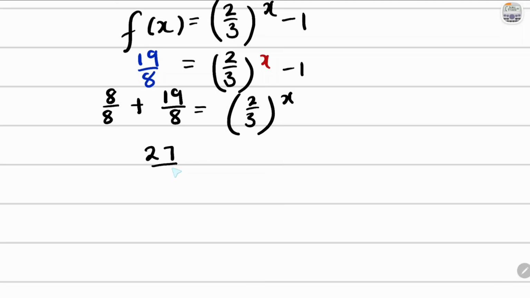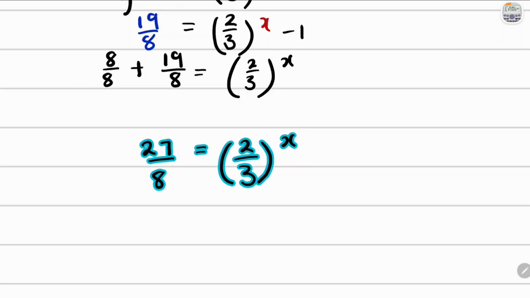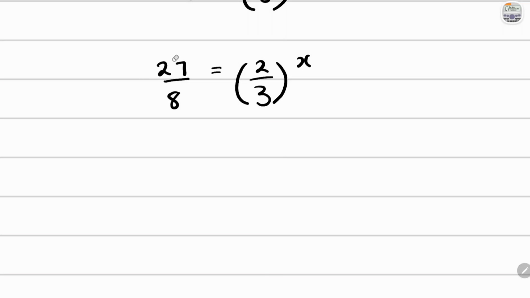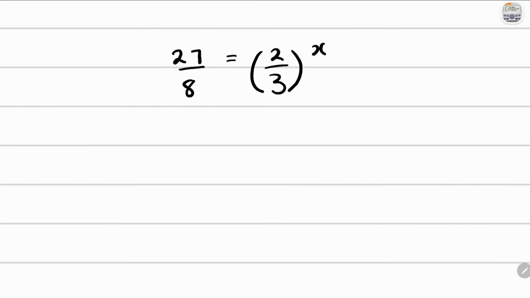So we have 27 over 8 is equal to (2 over 3) to the power of x. Okay, so this is something we can solve. It looked like we could actually just make the bases the same, but I can see that we can't. If the denominator was 27 and the numerator was 8, then you could have done that. So in this case, I would advise that you just use log. That's the best thing to use here.